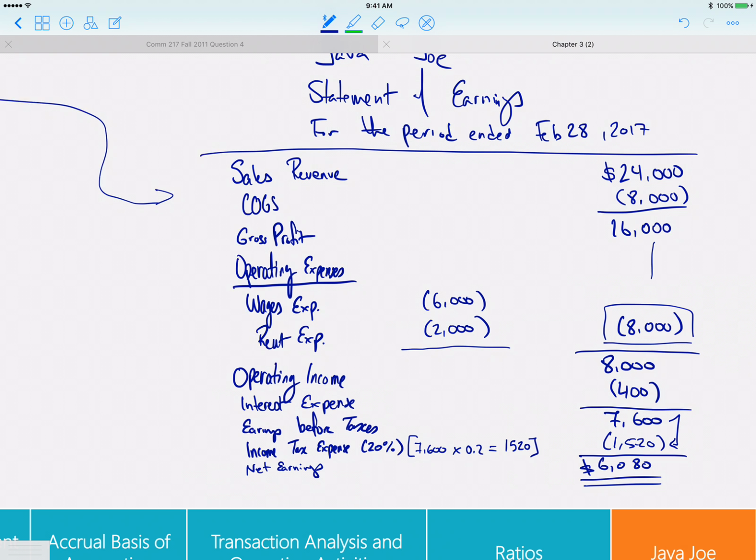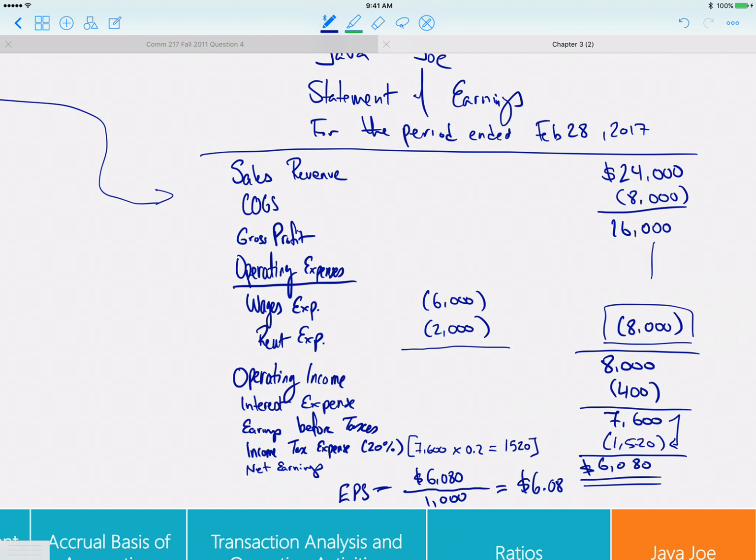So are we done yet? No, because we need to calculate our earnings per share. So for the earnings per share, if you recall, it's our net earnings, right? So our net earnings is 6,080 divided by our average common outstanding shares. We're going to assume that the company has 1,000 outstanding shares. So 6,080 divided by 1,000 gives us $6.08. So this means that every single share in the company generated $6.08 of earnings.